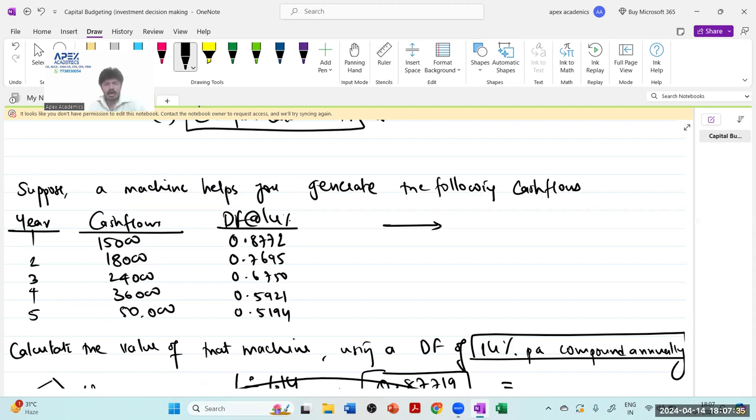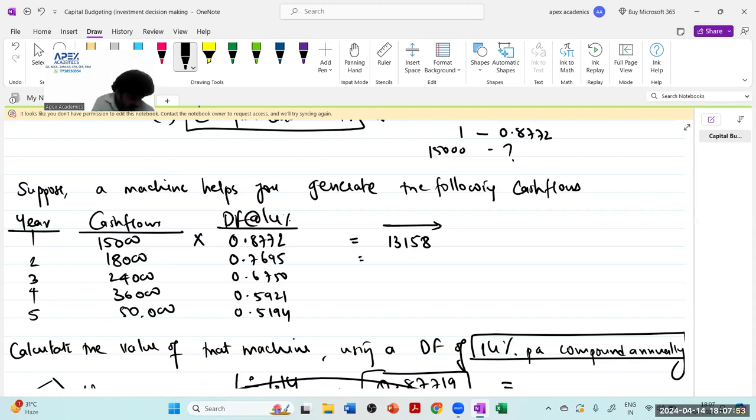राइट। तो अगर एक साल के बाद 1 रुपए की कीमत 0.8772 है, तो 15,000 की भैया कितनी होगी? ऑब्वियसली यू विल मल्टीप्लाई 15,000 बाय दिस. What will you get? 15,000 multiplied by 0.8772. What is your answer?